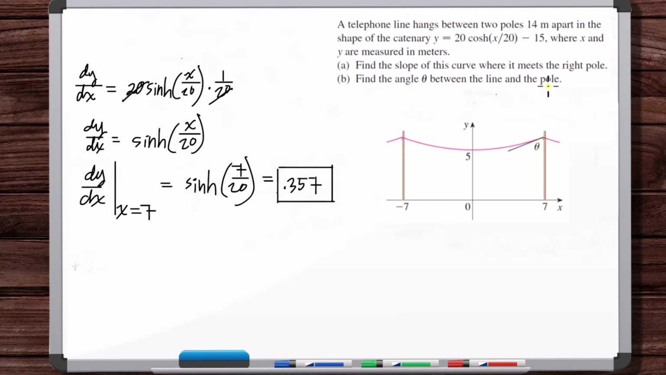Find the angle theta between the line and the pole. How do we find this angle theta? Well, we know the slope. So you can think about that as we know the slope triangle of this line here. What are the values on this slope triangle? It's 0.357 and 1. And this is theta right here. So tangent of theta is opposite over adjacent.